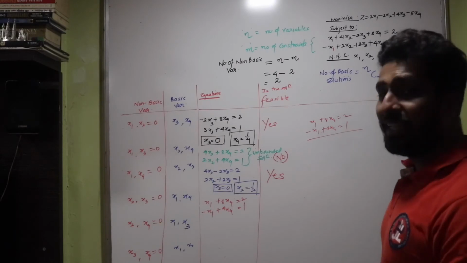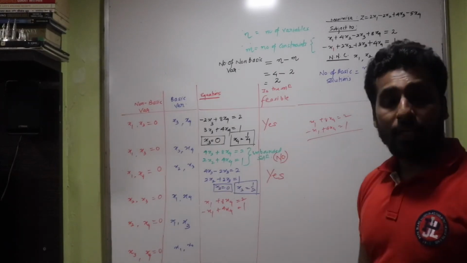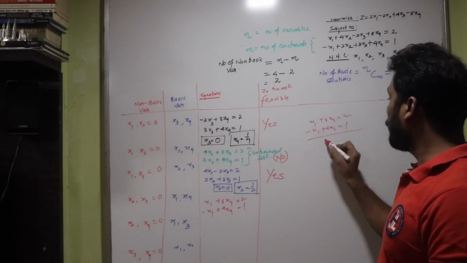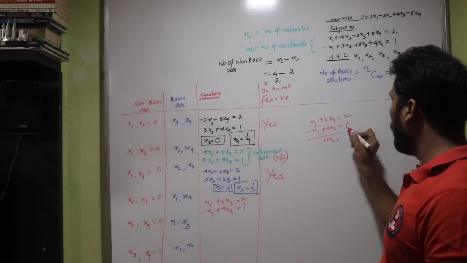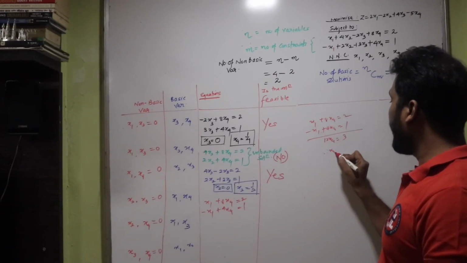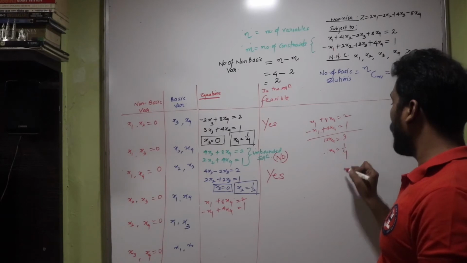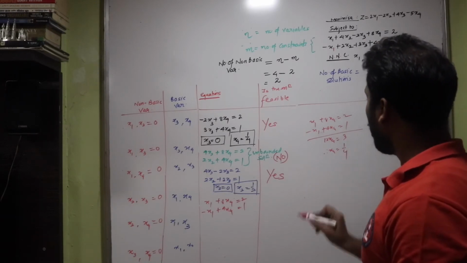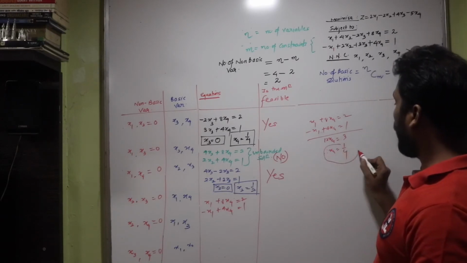I'm going to simply add these two equations. So x1 and x1 get cancelled. 8x4 plus 4x4 is 12x4, and 2 plus 1 is 3. So I get x4 as 3 divided by 12, that's 1 by 4. So I've got a value of x4 which is 1 by 4.